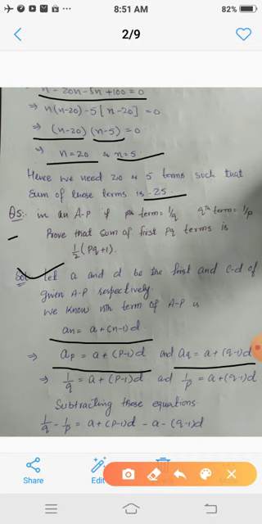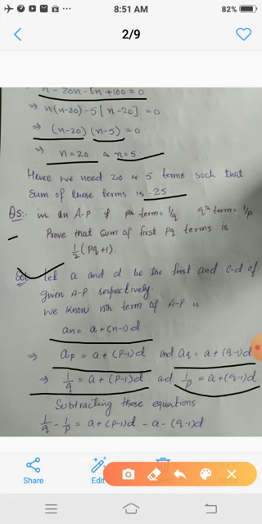By the given condition, the pth term is 1 by q and the qth term is 1 by p, which implies that 1 by q equals a plus (p minus 1) into d, and 1 by p equals a plus (q minus 1) into d, where a and d are unknown, and 1 by q and 1 by p are known numbers.